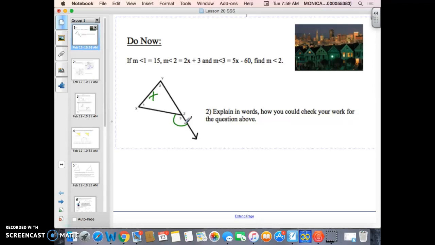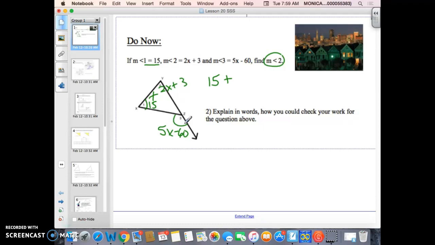So I know that the measure of angle 1 here is 15 degrees because that was given information. And I know that the measure of angle 2 is 2x plus 3. And then the measure of angle 3 is 5x minus 60. And I want to find the measure of angle 2. So I've got to set up an equation. And what I know is that the two interior angles added together are going to equal the exterior angle.